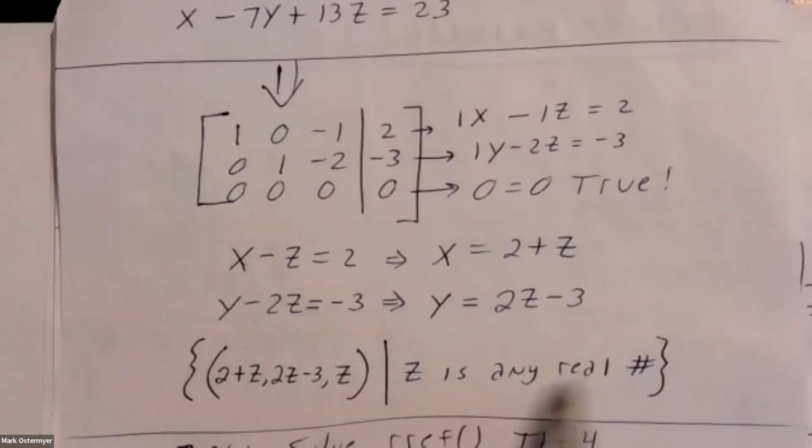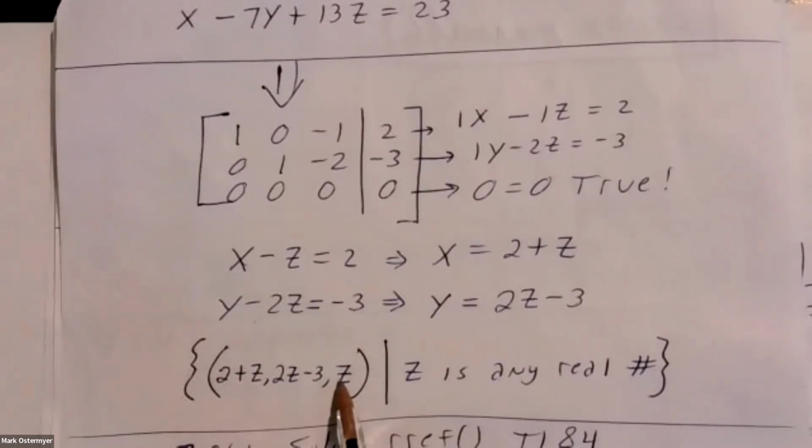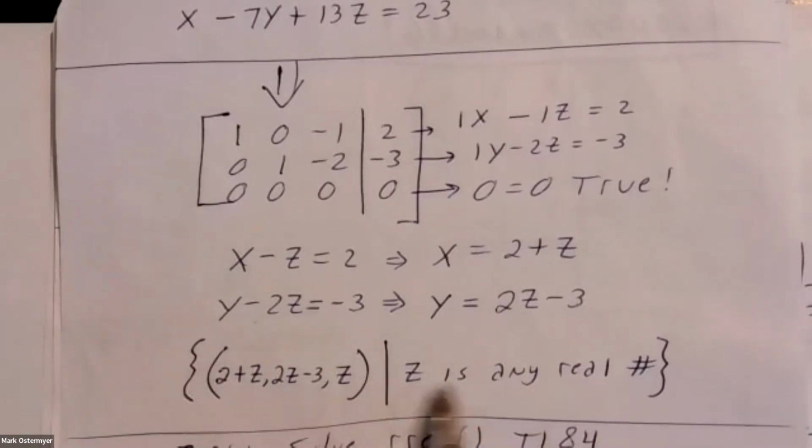z can be any real number. z is free to be any real number. So my z coordinate can be anything. But whatever my z coordinate is, my x coordinate must be 2 plus that value. And my y coordinate must be 2 times that value minus 3. This is a more accurate way of representing what all ordered triple solutions to this dependent system must look like.